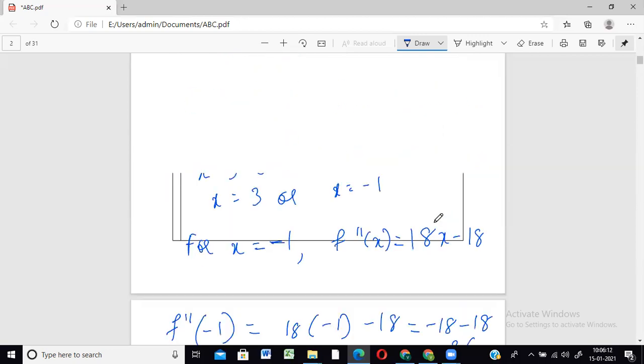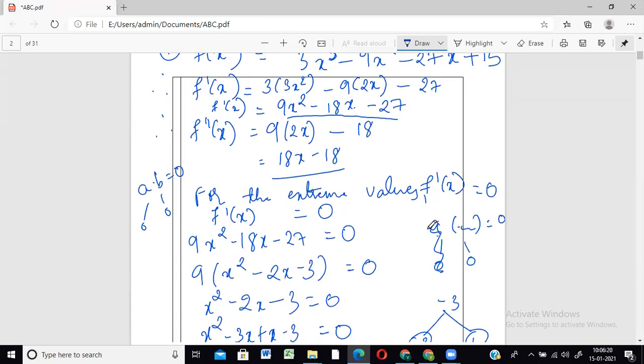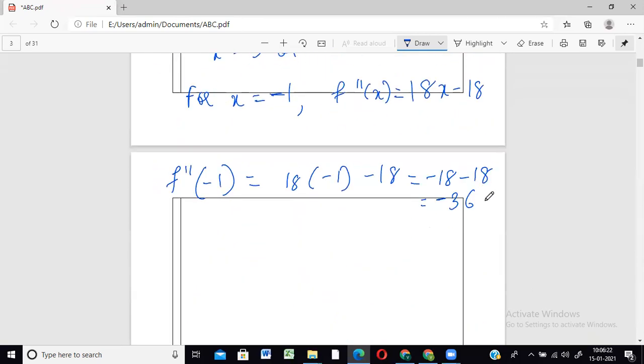What did I tell you after substituting in double dash x? After substituting in double dash x, you have to see whether it is greater than 0 or less than 0, no? So what did we get as the answer? The answer is minus 36. So this is less than 0, correct? So what if it is less than 0? I told you it is ulta. Less than 0 means maximum, right?